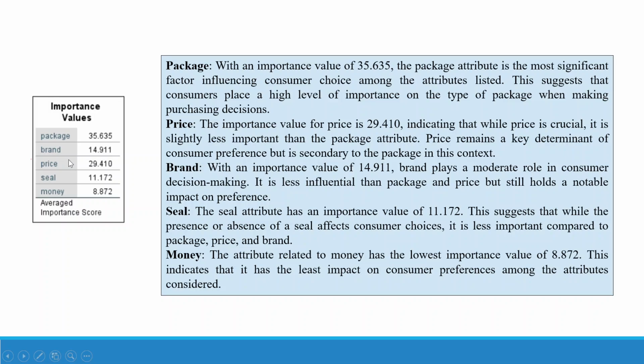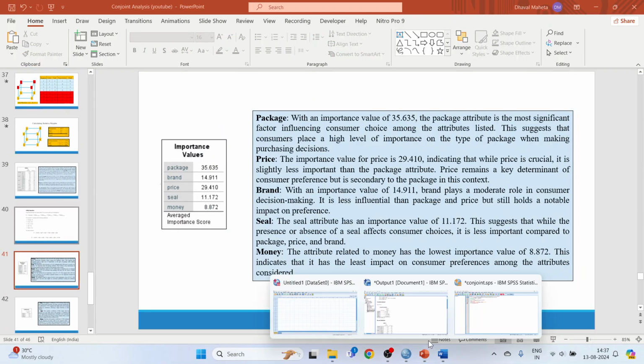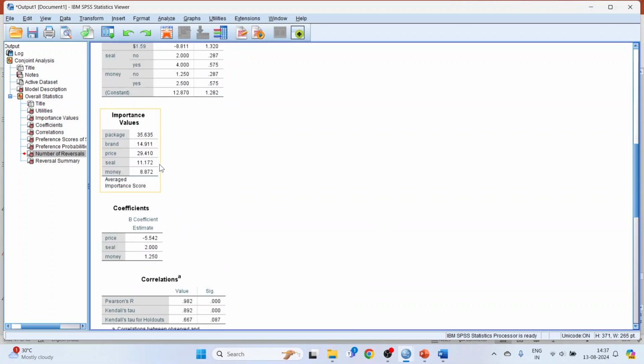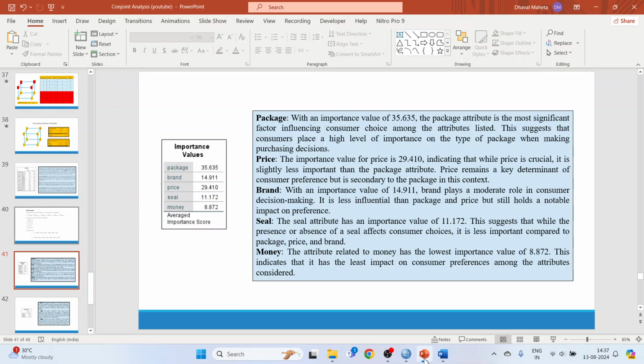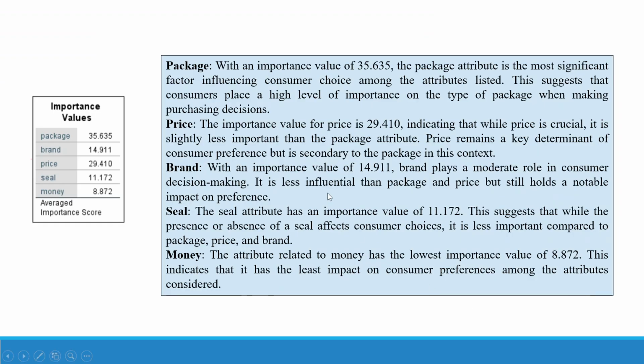Importance values. This I will get from here. Importance value. Package. Its value is 35.635, with an importance value of 35.635. The package attribute is the most significant factor influencing consumer choice among the attributes listed. This suggests that the consumer places a high level of importance on the type of package when making purchasing decisions.